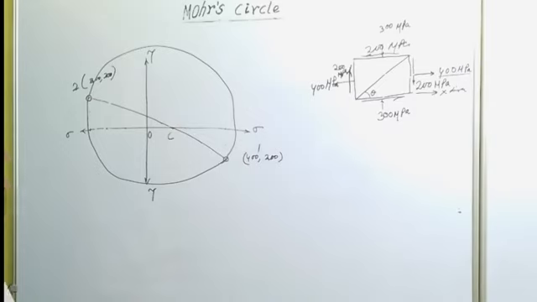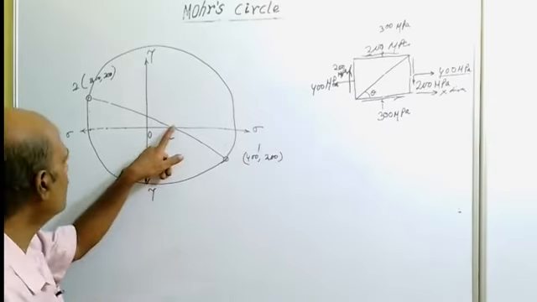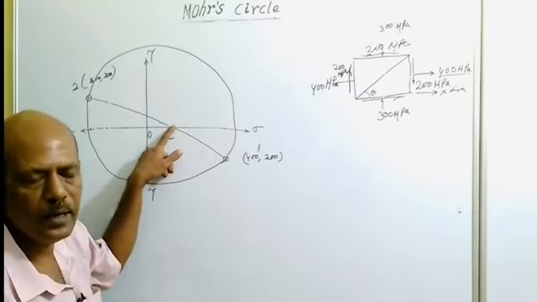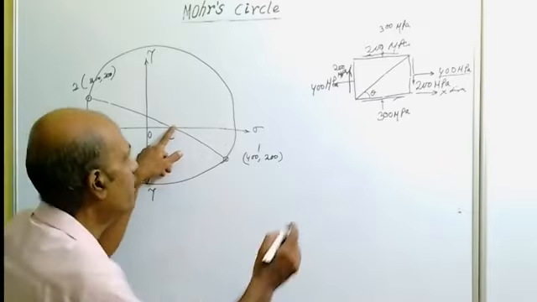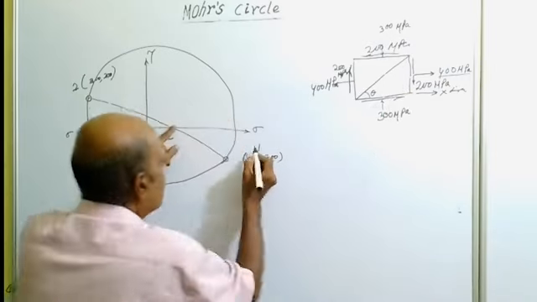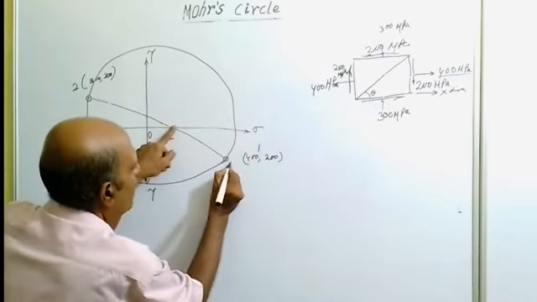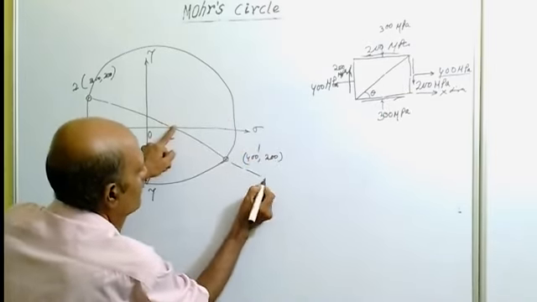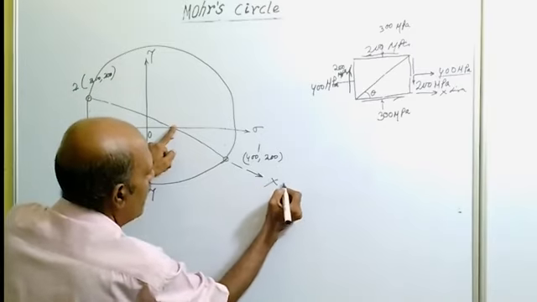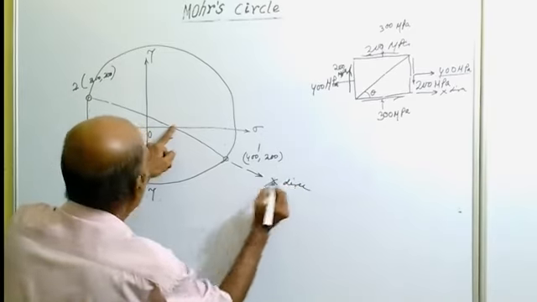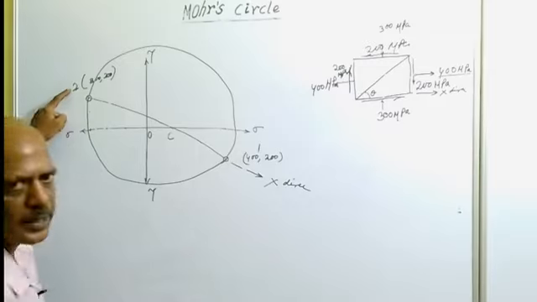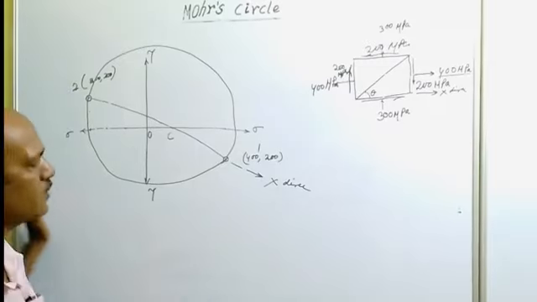Now we have to find the x direction. So this is the center of Mohr circle, and where the x point is plotted, x point we have marked as 1. So this is the x point. So this is the x direction. So this direction is known as x direction, and this direction is known as y direction. So we have got x direction.